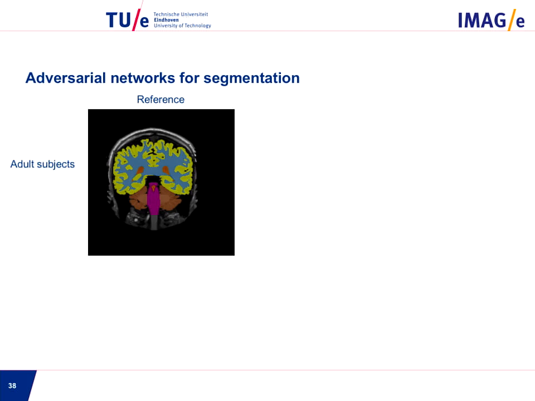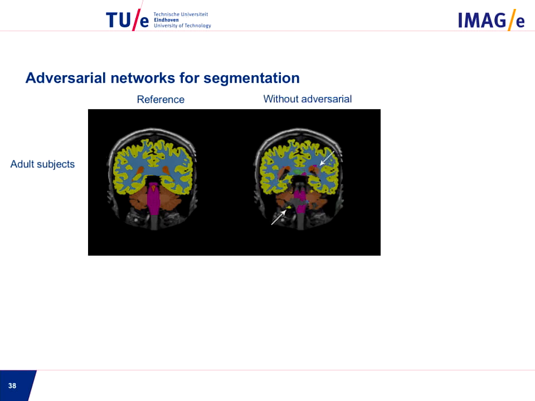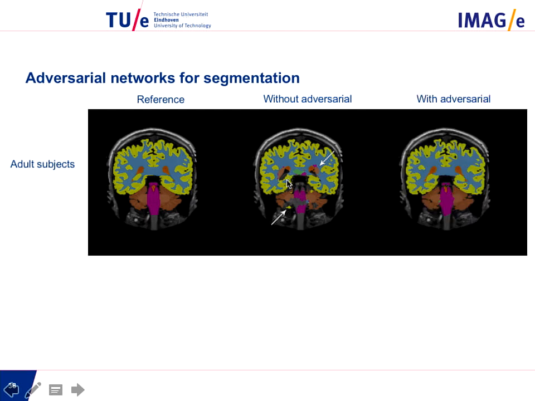So this is a reference segmentation of an adult patient. And so here is if we train a network without this adversarial approach, and we can see that it makes some quite severe errors. You can see at the arrows that here the part of the cerebellum is missing. You can see some holes close to the ventricles, and you can then see that these problems are reduced when we use this adversarial training approach.